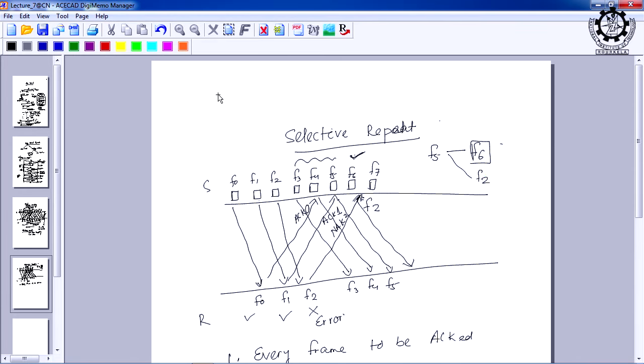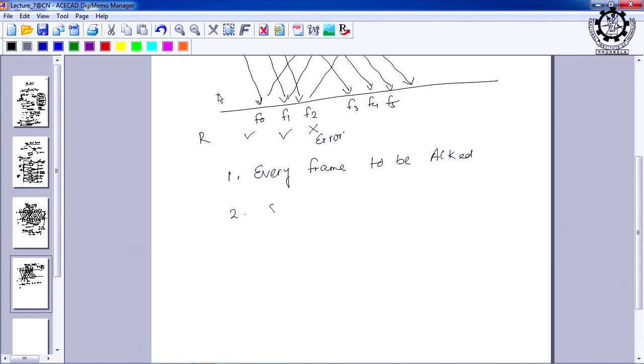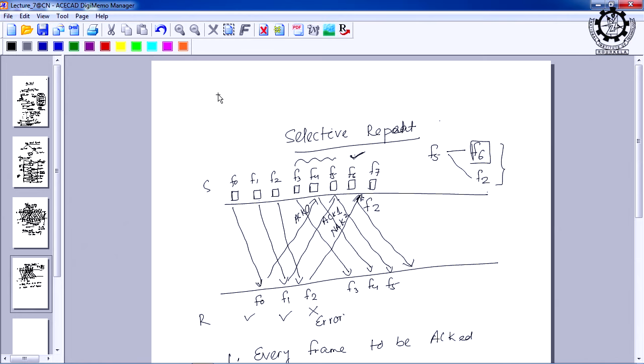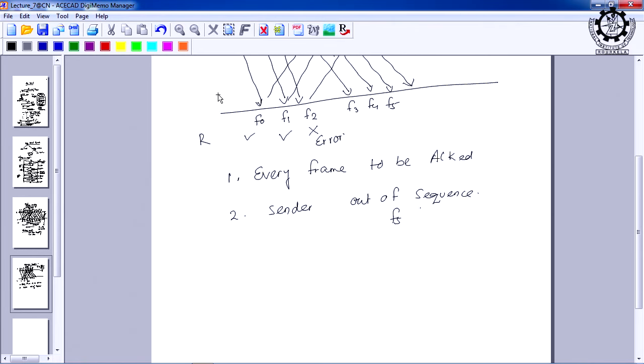That means the transmission on the sender side is out of sequence, because after F2 again it has to send F6. That means the transmission is F5, then F2, then again F6. So, the sender must be smart enough, or it must be equipped with a complex algorithm, so that the sender should be able to transmit out of sequence frames. That is what happens at the sender side, correct.